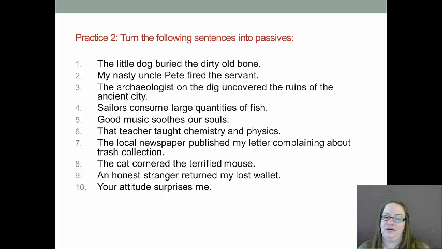I'll give you one other example. So something like number 10, your attitude surprises me. In the passive, we would need to move me to the subject position. So we would say something like, I am surprised by your attitude. So we are switching the semantic roles of the things that are in the sentence, not switching the grammatical roles.